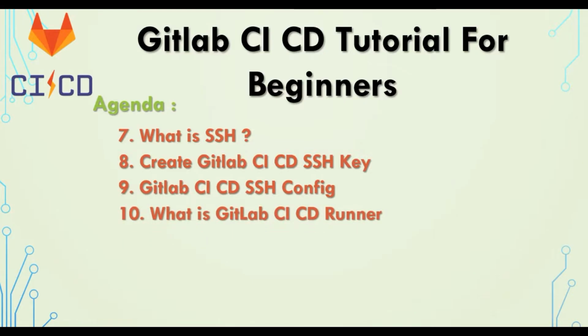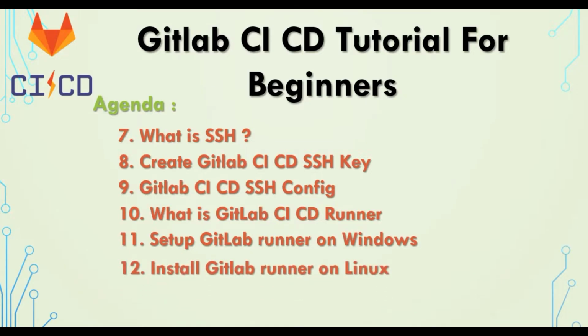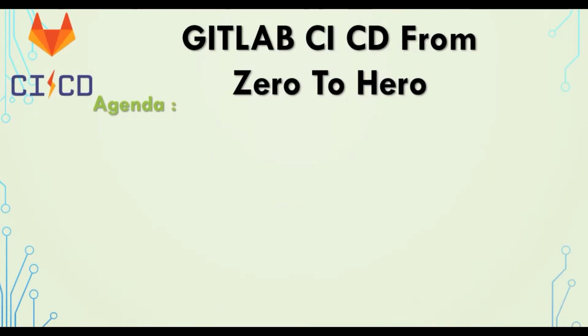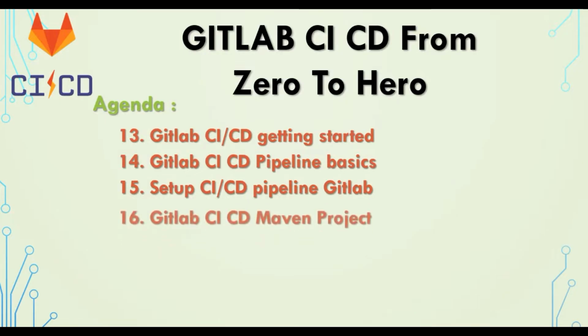and we'll also talk about GitLab runners. In GitLab CI CD we have runners. So we will talk about GitLab runner and how to set up GitLab runner on Windows, and also how to install GitLab runner on Linux. Once we have the basic setups ready, we will move on to starting GitLab CI CD. We will see how to create the CI CD pipelines, the basics of that, and how to set up different kinds of pipelines in GitLab.